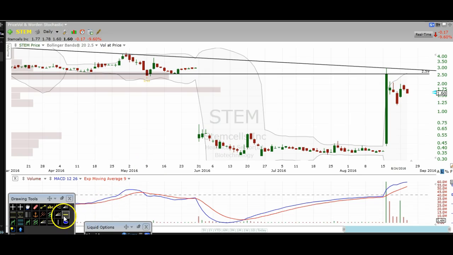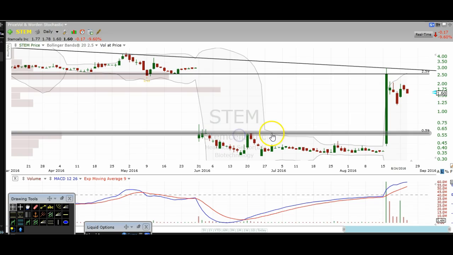Main support I'm seeing on STEM isn't until down here at about 60 cents or so, from the highs of these candles, or the close of this candle, close of this candle, close of that candle, and then the highs of these candles right there. So not until about 60 cents. When you make a move like this, you don't leave any support on the lower side. So if you drop, the drop could be significant.